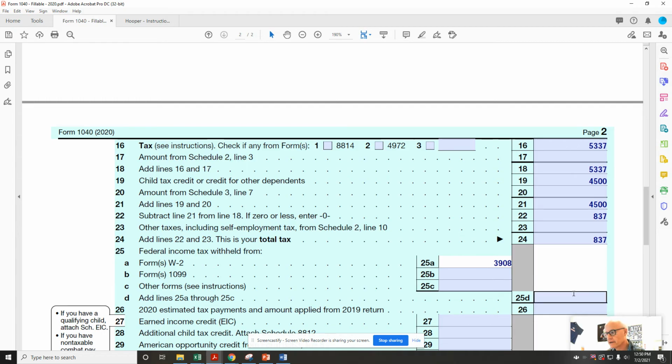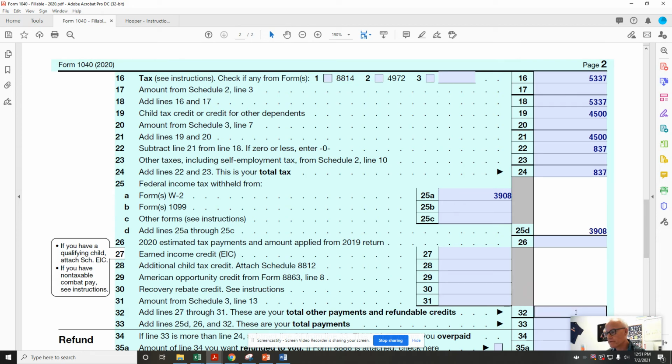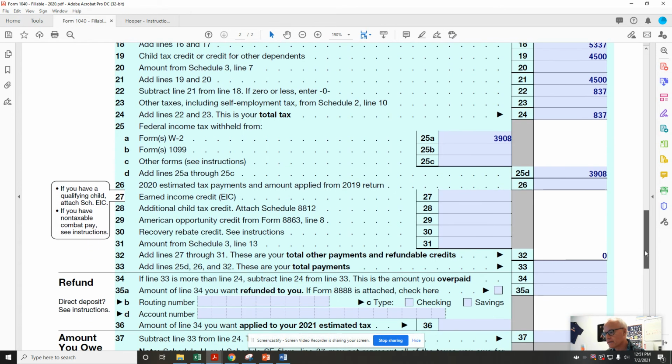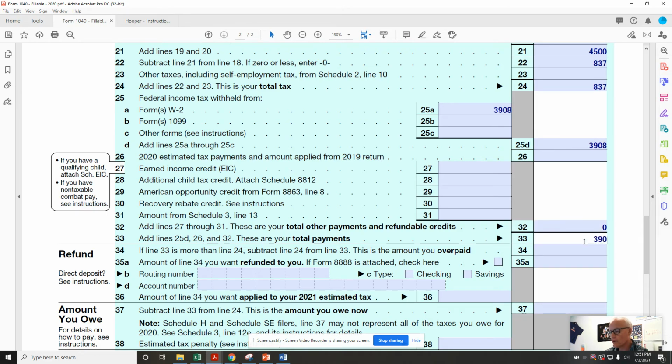He did not have a Form 1099. Total over here. No estimated payments, no other credits and refundable credits, nothing like that. Total payments, $39.08. Okay, so let's pause here for a second. His tax burden or his tax bill is $837. His tax withholding or his tax payments is $39.08. You can see that he way overpaid his bill. He overpaid it to the tune of $3,071. And he's probably going to want all that coming back to him.